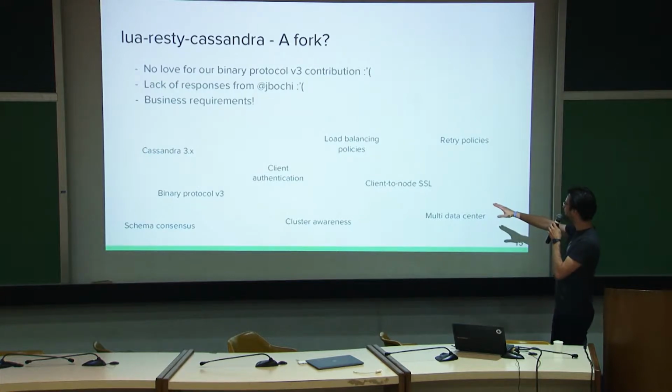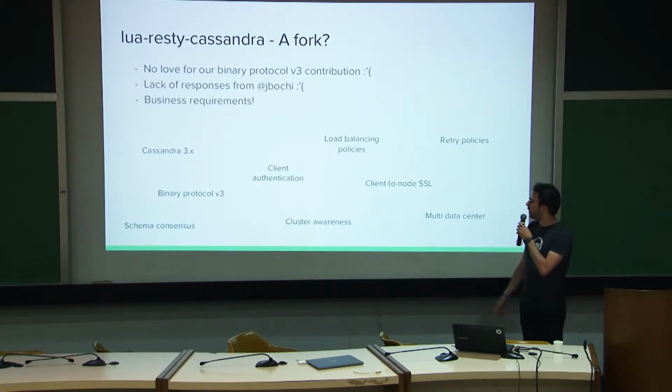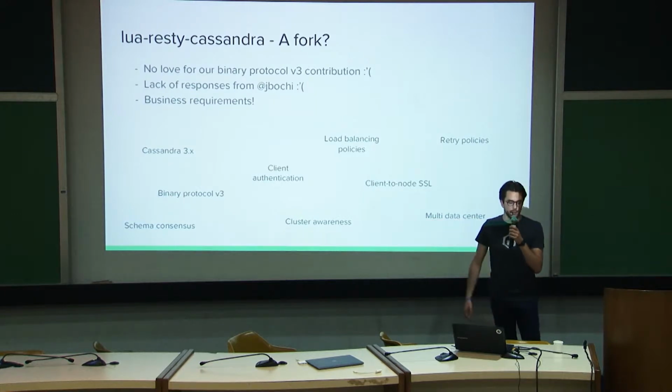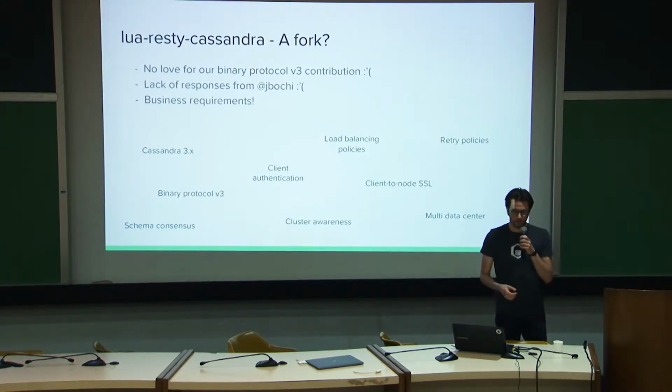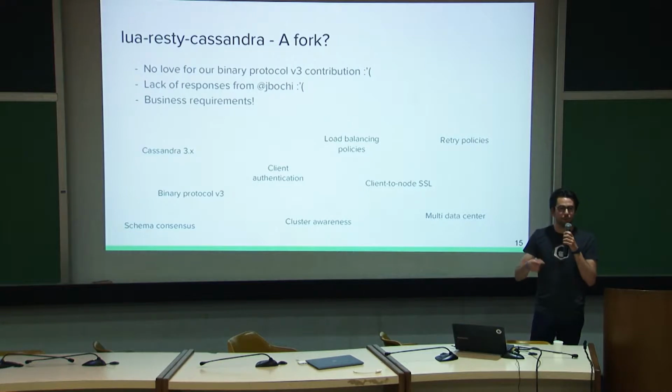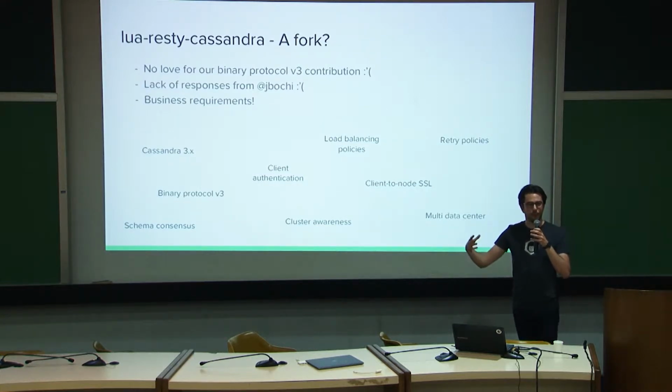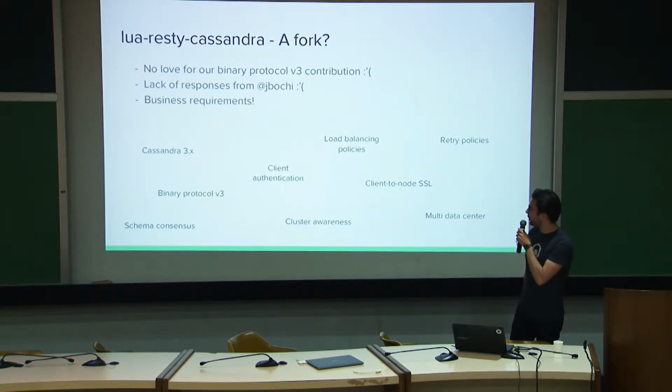We want load balancing policies, which means we need cluster awareness, which means we also want retry policies so that we can retry failed queries. We wanted multi-data center support, SSL encryption, client authentication, and schema consensus, which is very useful when you make DDL queries, so when you actually define your create tables and everything. You want to wait until all your nodes agree that this is the current state of your schema, and that was not supported because there is just no cluster awareness.